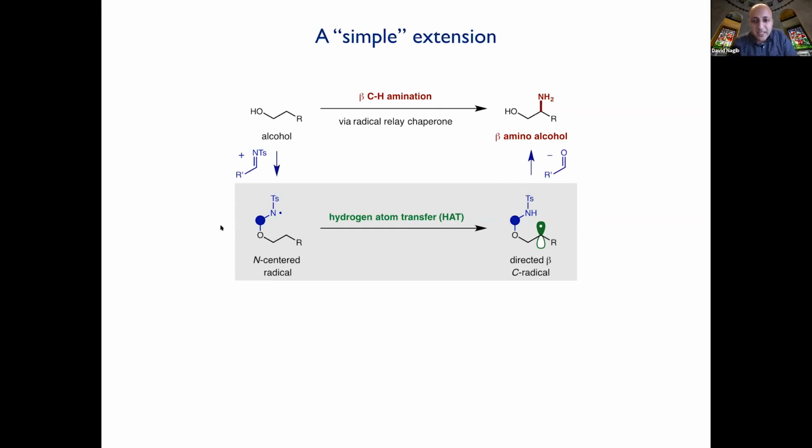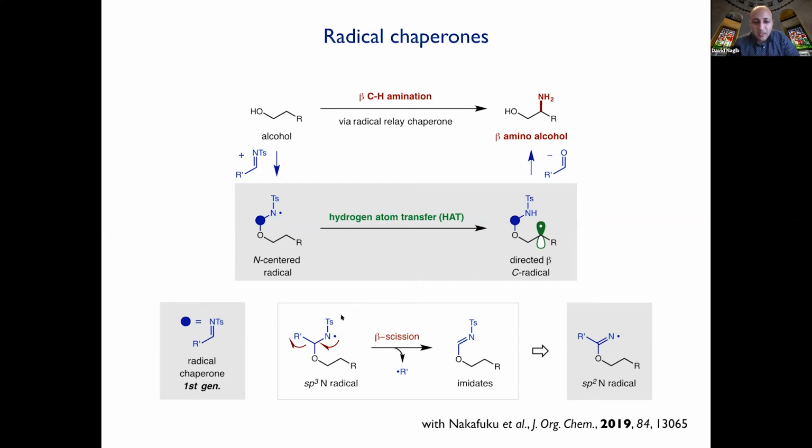But here was our simple extension. Our thought was if we could take an imine, condense it onto an alcohol, and generate a hemiaminal radical in situ, we might be able to eventually just take off this group, the so-called chaperone or director of radicals, in a regioselective fashion. So first generation, the imines didn't quite work.